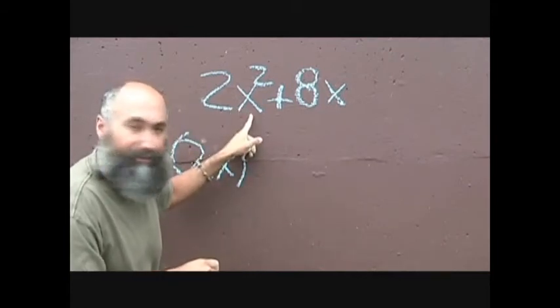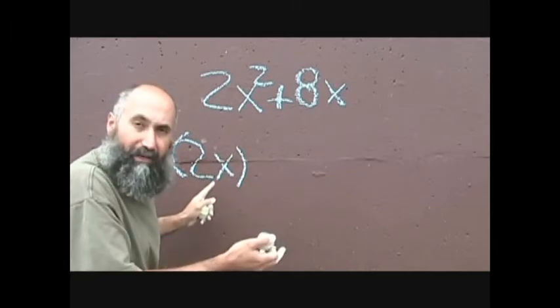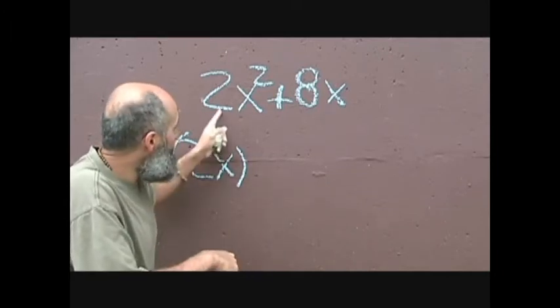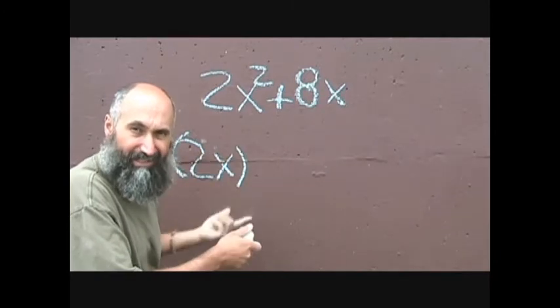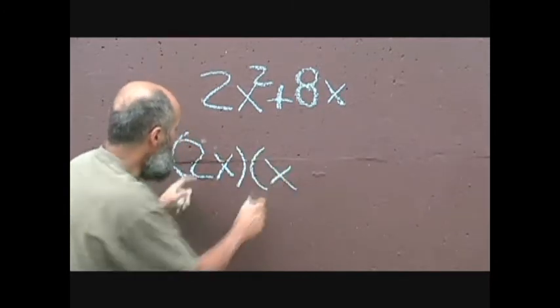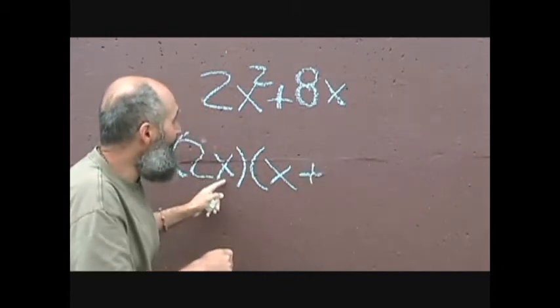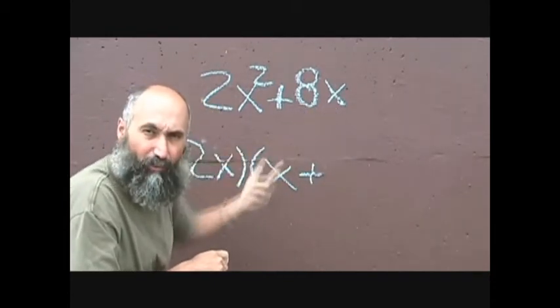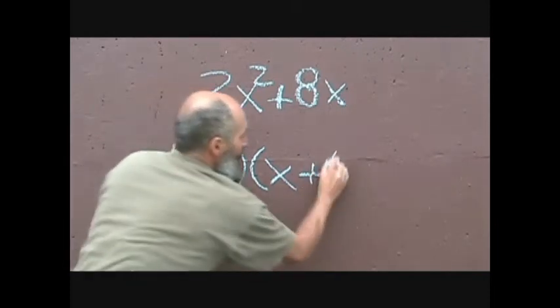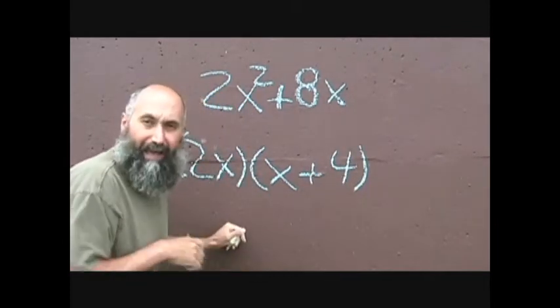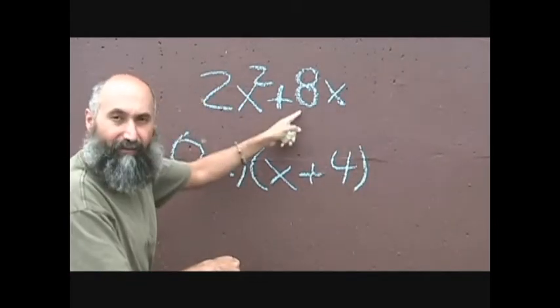Now what you have left here is, the way you should think about it is, what do you multiply 2x by to give you 2x squared? And that's just an x, right? Because 2x times x gives you 2x squared. What do you multiply 2x by to give you 8x? Well, you multiply it by 4. So that becomes 4. And this is this guy factored.